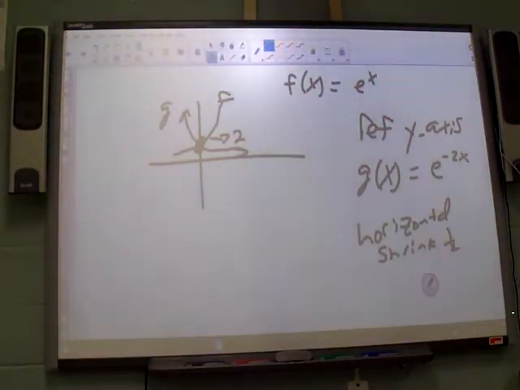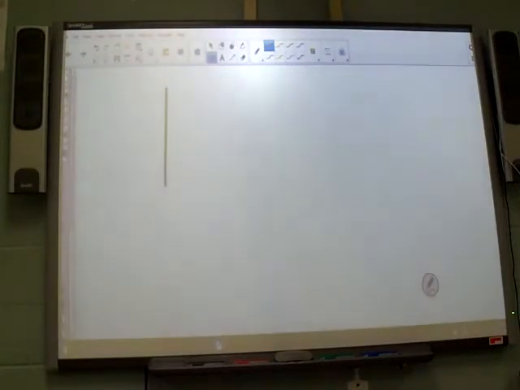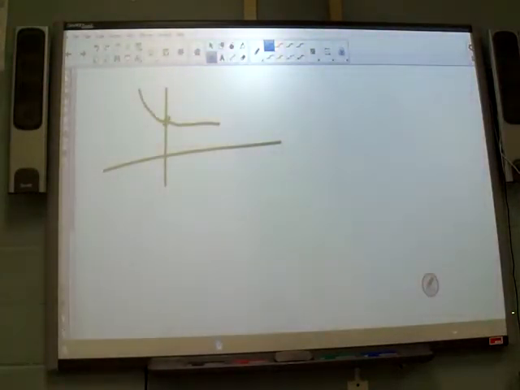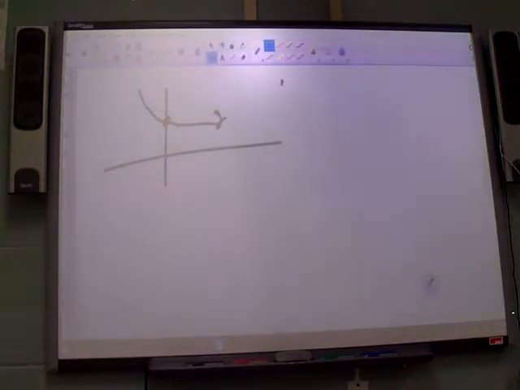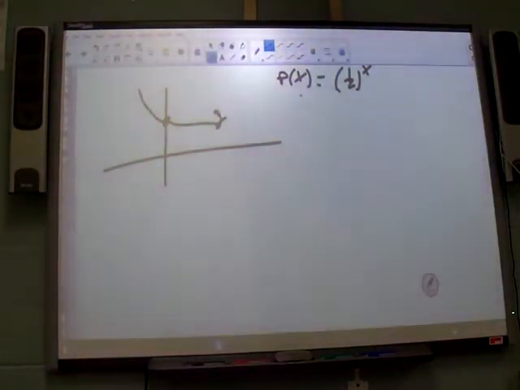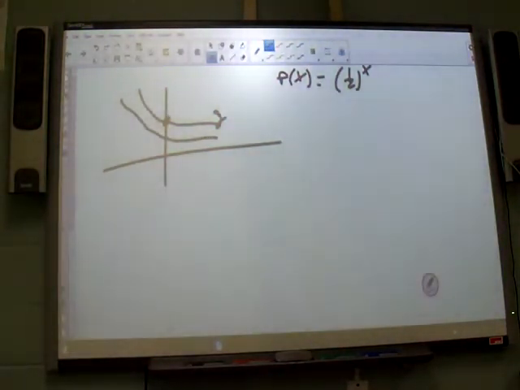Alright, 11 is pretty straightforward and pretty easy, so let's get our confidence back up on 11. The one they gave us hits there at 0.3. Looks something like that. That's what they labeled g. And then they asked us to graph f of x is 1/2 to the x power. So when I did that, I got one just kind of underneath it a little bit, like that.